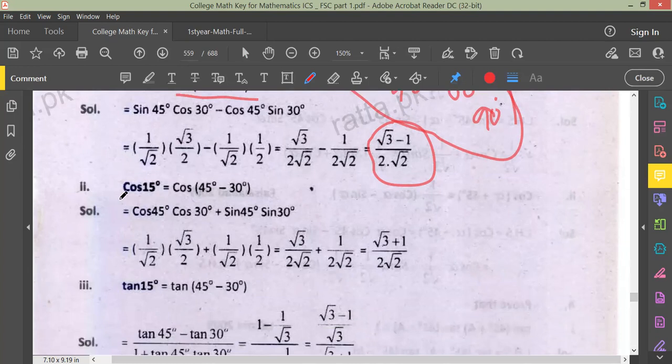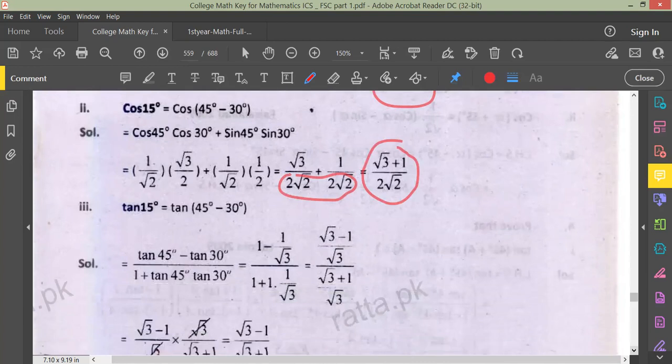Similarly, as we had done second question's first part, we will do second part of second question, which will be equal to cos of 15. We will write it cos of 45 minus 30. So after applying formula of cos of alpha minus beta, this will be equal to cos of 45 cos of 30 plus sine of 45 sine of 30. After simplification and taking LCM will be equal to 2 square root 2. So our final answer will be equal to square root 3 plus 1 over 2 square root 2.